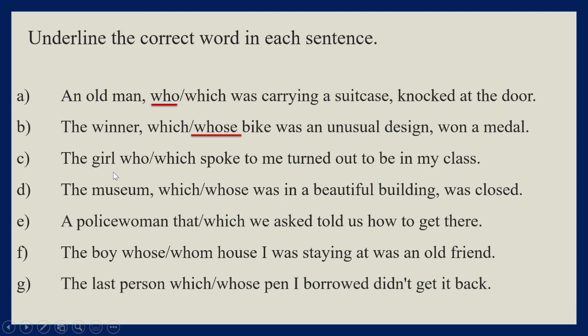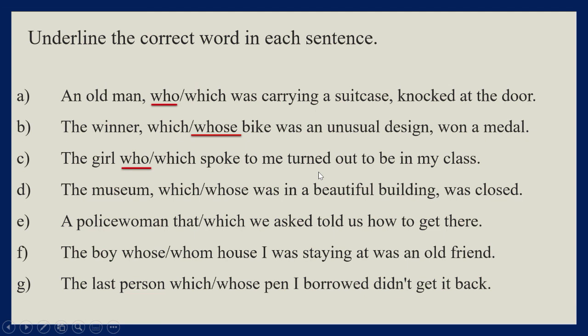C. The girl, again we're talking about a person, so the answer is who. The girl who spoke to me turned out to be in my class. And this is a defining relative clause because, apart from no punctuation on both sides of the relative clause, it is defining the girl because we don't know which girl. We say the girl. What girl? The girl who spoke to me.